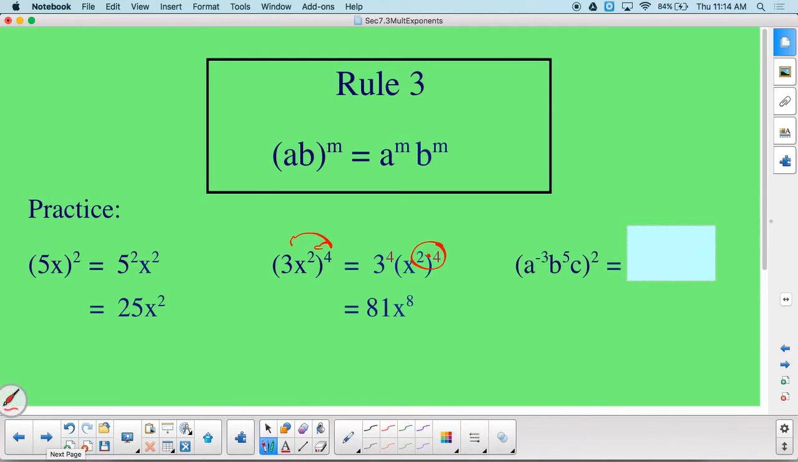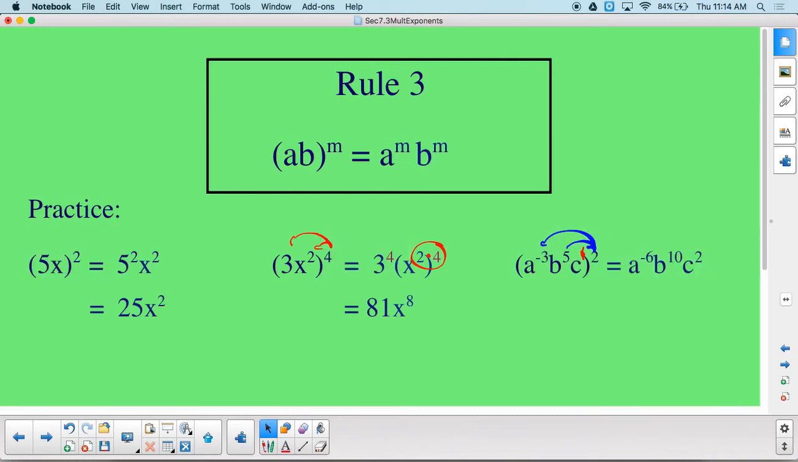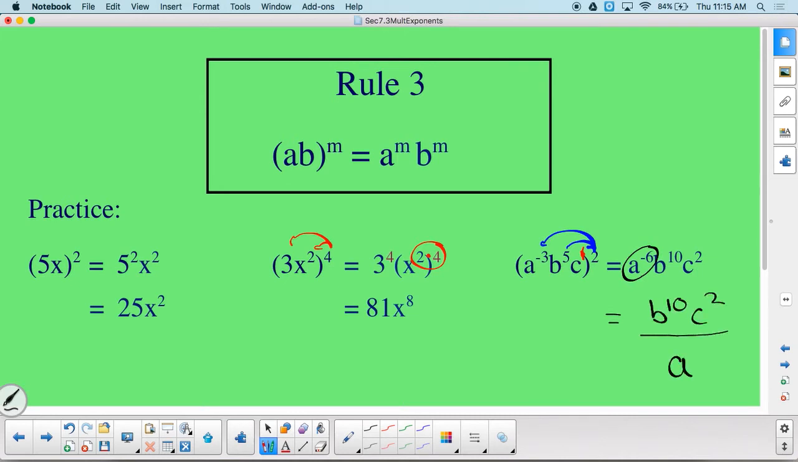This next problem, I have c to the first. I'm going to put that exponent in there so I don't forget about it. And then now this 2 applies to everything. Each one of these things is squared, which means I have to multiply each of those exponents times this 2. Right? We multiply the exponents together, giving me a to the negative 6th, b to the 10th, c to the 2nd. I don't want to keep a negative exponent. It moves down to the bottom. Like that.